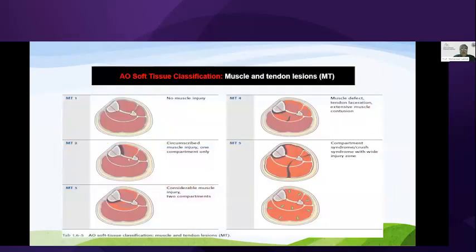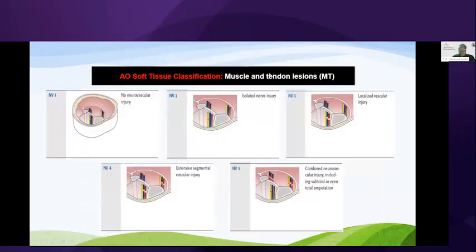For muscle and tendon lesion, type 1, no muscle injury. Type 1, only in 1 compartment. Type 3, into 2 compartments. Type 4, in 3 compartments. Type 4, there is a compartment syndrome or crush syndrome.